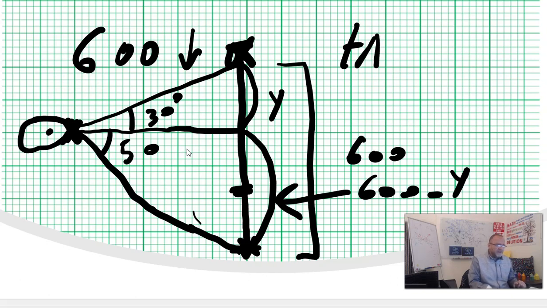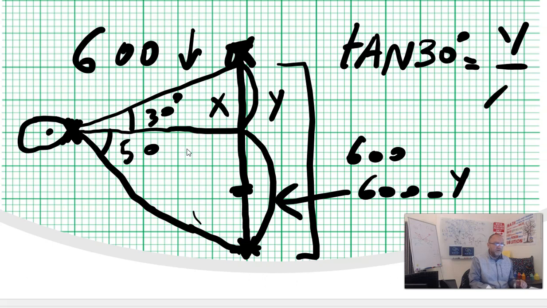I apologize. Tangent of 30, which is square root of 3 divided by 3, we just found out in this special triangle. Tangent of 30 equals what? Opposite divided by, let's call this x, since it's the horizontal. Okay? So far so good, right? Now what's the tangent of 50? The tangent of 50 is the opposite, which is 600 minus y, divided by x. Very simple, right? So let's write it here.